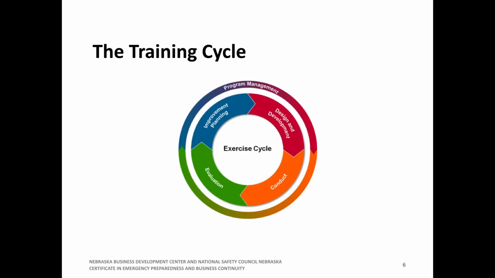Managing a training program is a lot like the planning process. A training initiative is not an end in and of itself. The exercise cycle has 4 interrelated phases. Number 1, the design and development of training exercises. Number 2, conducting those training exercises. Number 3, evaluating performance and assessing goal achievement. And number 4, improvement planning. All of the phases are necessary to get the benefit of resiliency out of the training program.